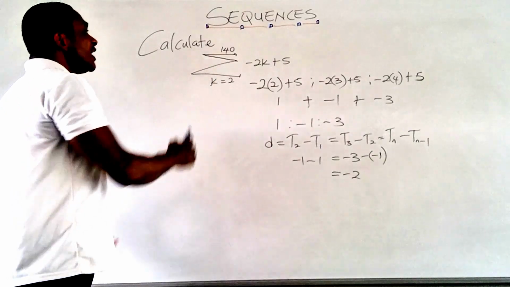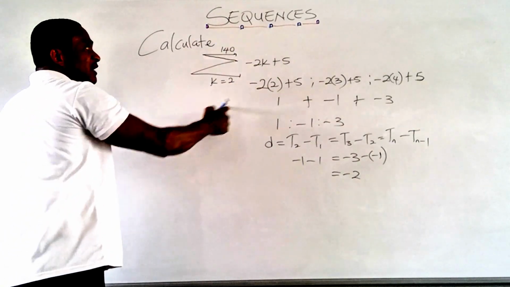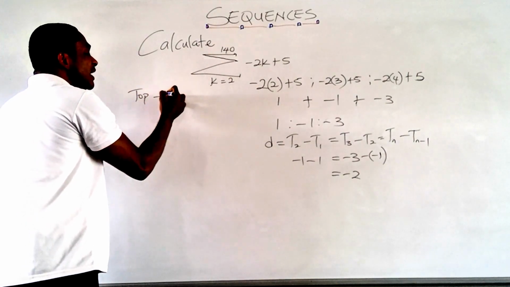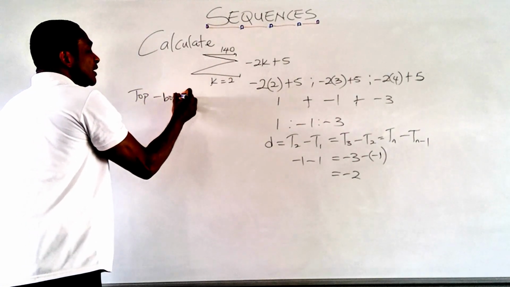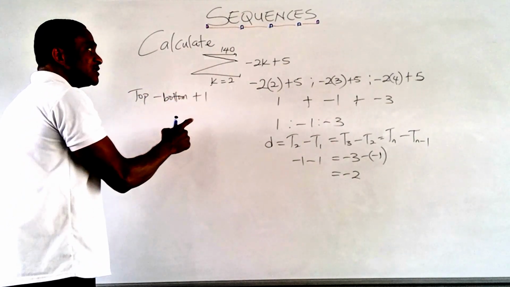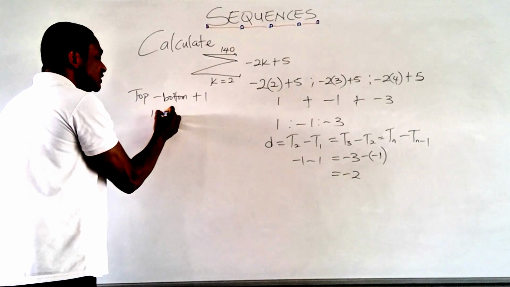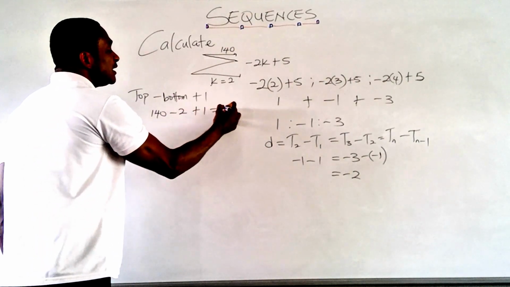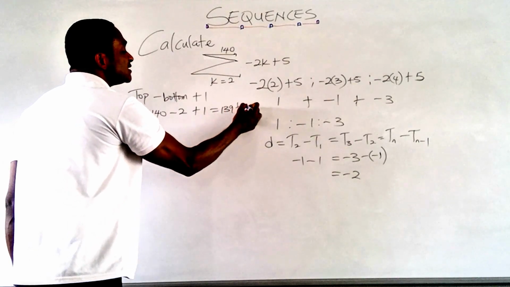First things first, we have to get the number of terms in the sigma notation. How do we do that? We take the top value minus the bottom value and then plus 1. That gives us the number of terms for that sequence. So we have 140 minus 2, which is 138, plus 1. So in all, we have 139 terms.